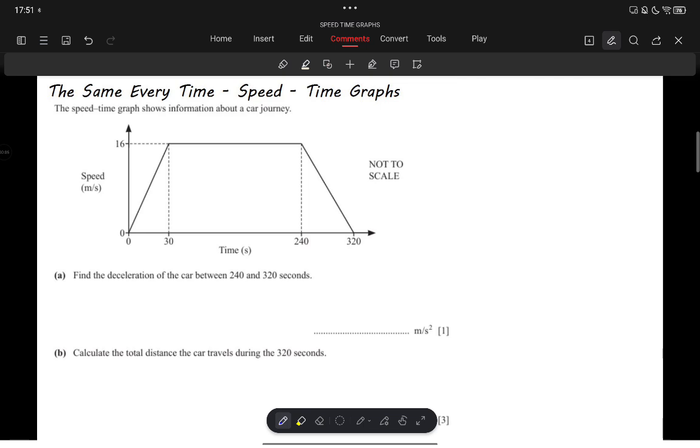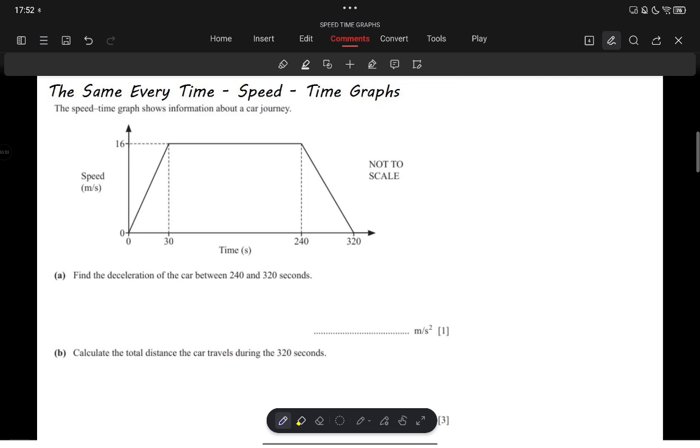GCSE Maths, looking at the kind of questions that, apart from the numbers, are the same every time. Here's another exam question around speed time graphs. The speed time graph shows information about a car journey. Part A, find the deceleration of the car between 240 and 320 seconds. Part B, calculate the total distance the car travels during the 320 seconds.